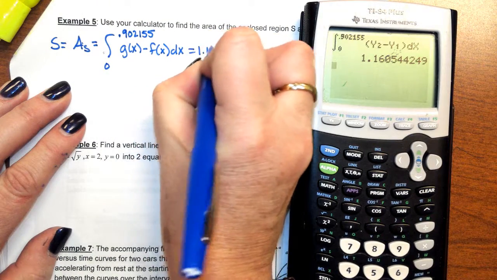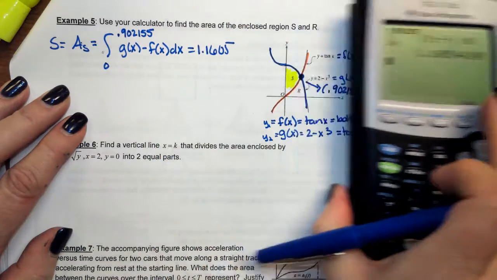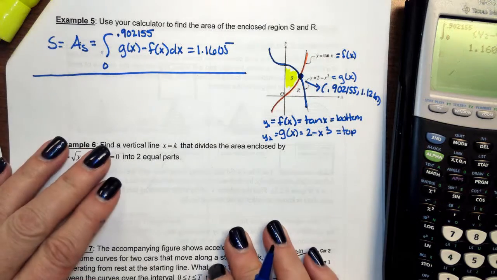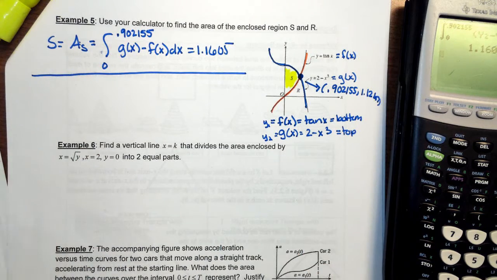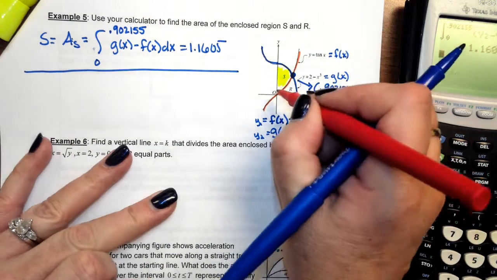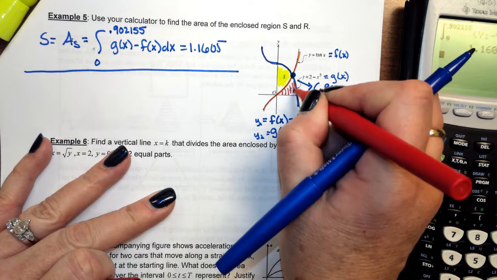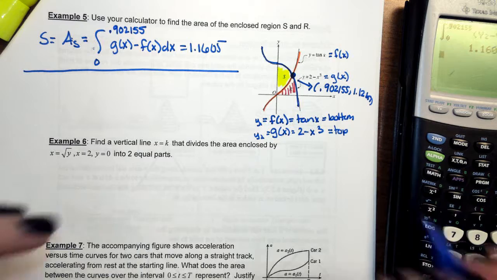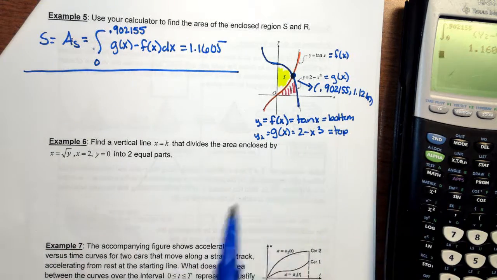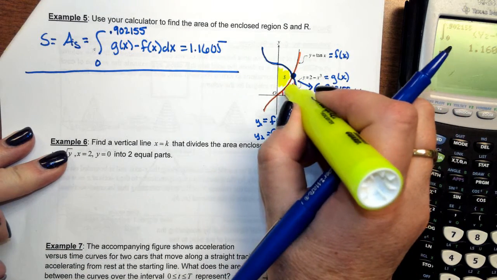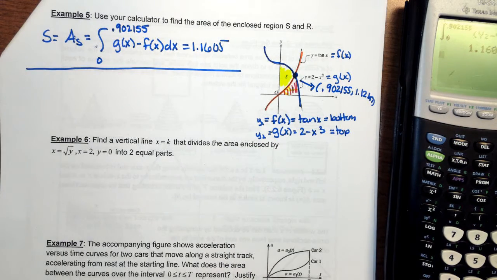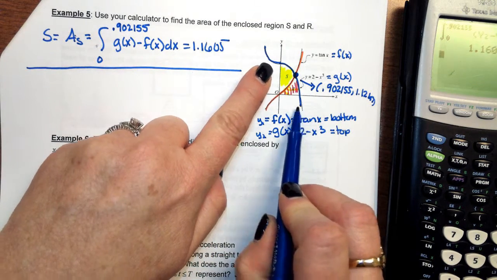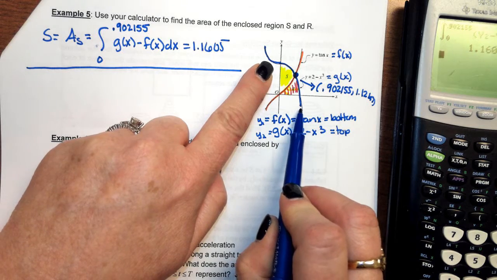So that takes care of region S. Now for region R, which I'm going to color in red, notice we cannot really do top minus bottom. This is a case where I'm going to have to do the area with respect to y. I'm going to have to do a right minus left. The function on the right is my blue graph, which is the 2 minus x to the third.